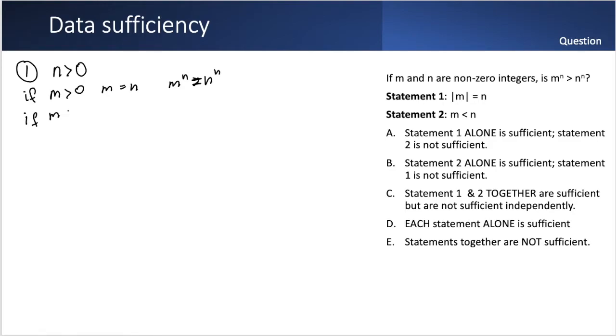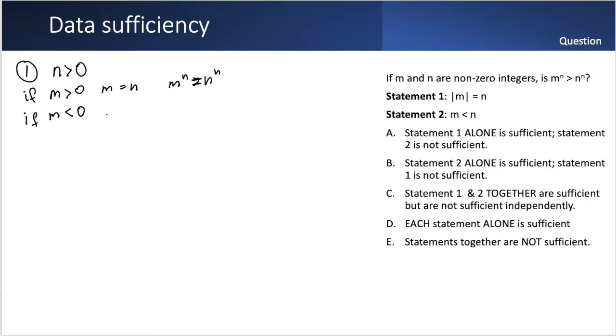If m is smaller than 0, we have to differentiate, right? Because if you take something to the power, it's important whether it's an odd number or an even number. So if we take -2 to the power of 2, it will be 4. If we take -2 to the power of 3, it will be -8, it will be negative.